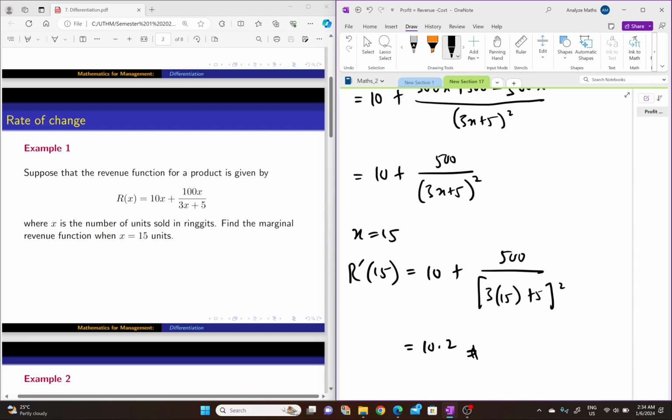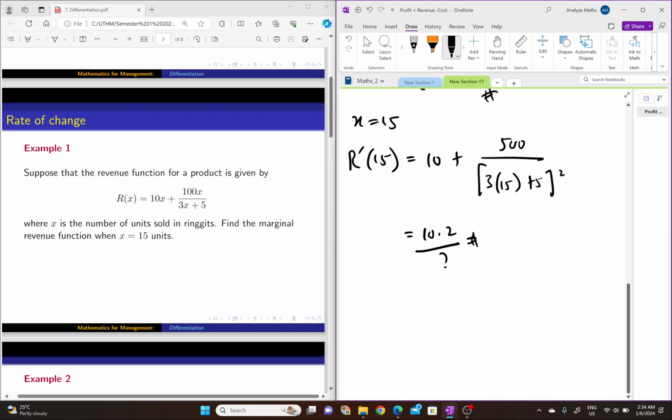For the question they ask, this is the marginal revenue function, this one. And another one is when x equal to 15, what is the marginal revenue? That is 10.2. What this 10.2 actually is? Okay, let me tell you clearly. We know the revenue function is this one. So when x equal to 15, you find what is the revenue. What is the revenue for 15 units?